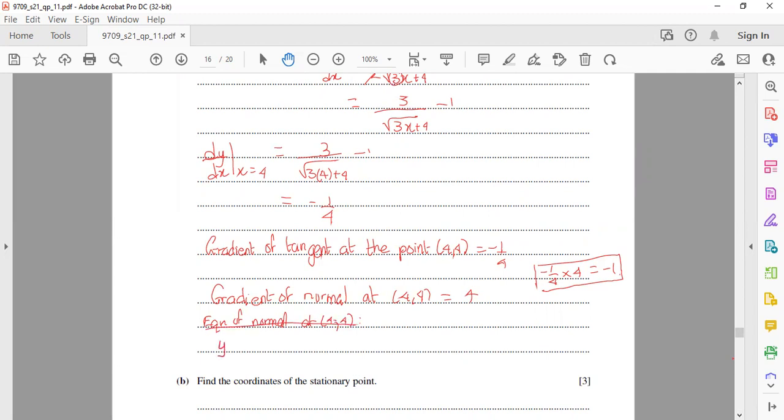So I make use of (y minus 4) over (x minus 4) is equal to 4. y minus 4 is equal to 4 into (x minus 4). So y minus 4 is equal to 4x minus 16. So therefore, y is equal to 4x minus 12. And this is the equation of the normal at (4, 4).